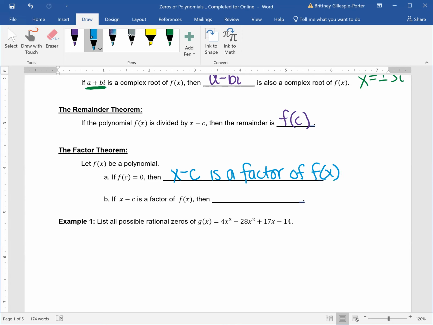And you found that out last week because when we were doing the synthetic division, if we had 0 in the very, very last column, it meant no remainder. Okay. And if x minus c is a factor of f of x, then f of c is equal to 0. And again, we found that with the synthetic division. When we did the synthetic division, if we got 0 in the very last column and the remainder column, that's because it was a factor.